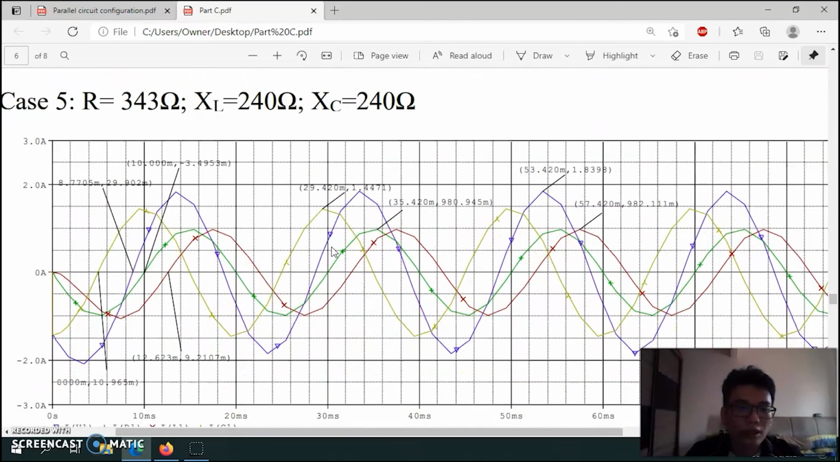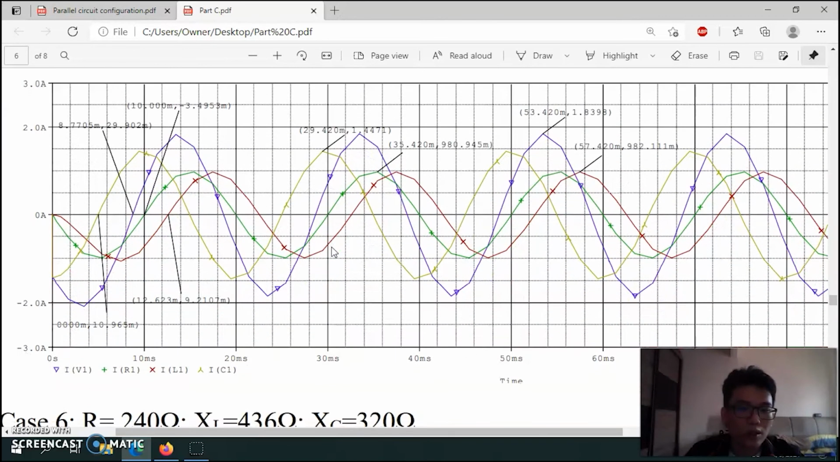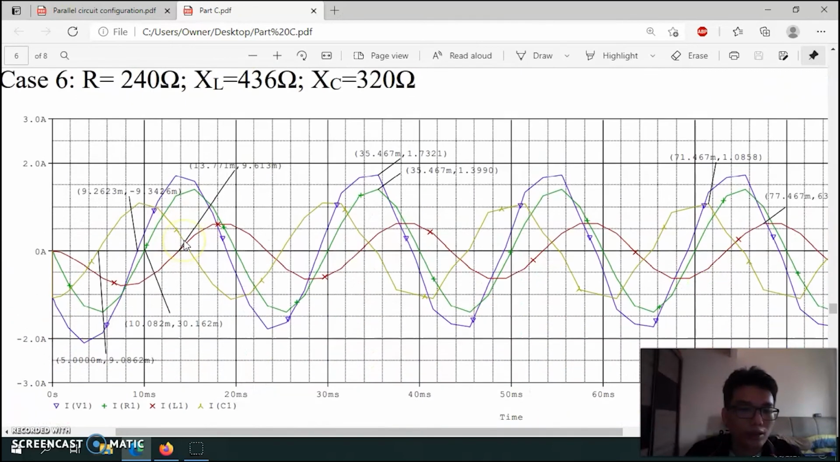Moving on to cases 5, 6 and 7, which are the RLC, meaning resistor branch, inductor branch, and capacitor branch. Here the yellow line is the capacitor, the red line is the inductor current, and the blue line is the overall. As always, the resistor current acts as the origin. You can see that the overall is on the left side, which means the overall current for this circuit is leading.